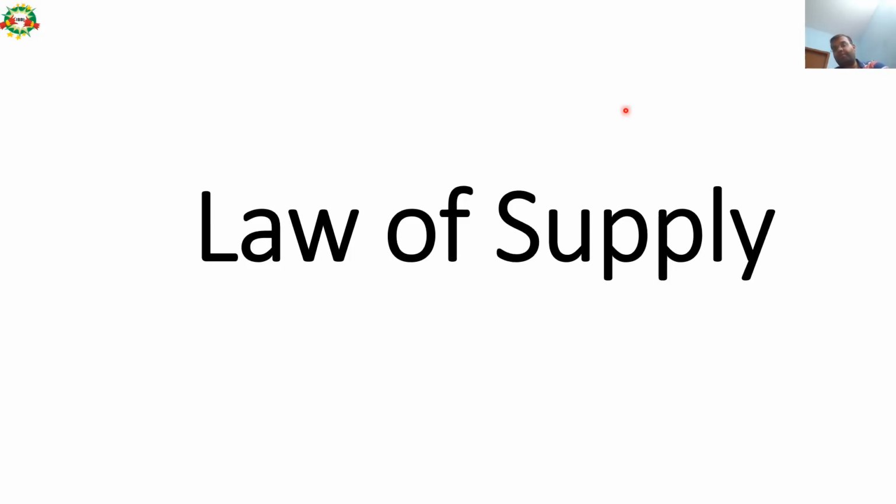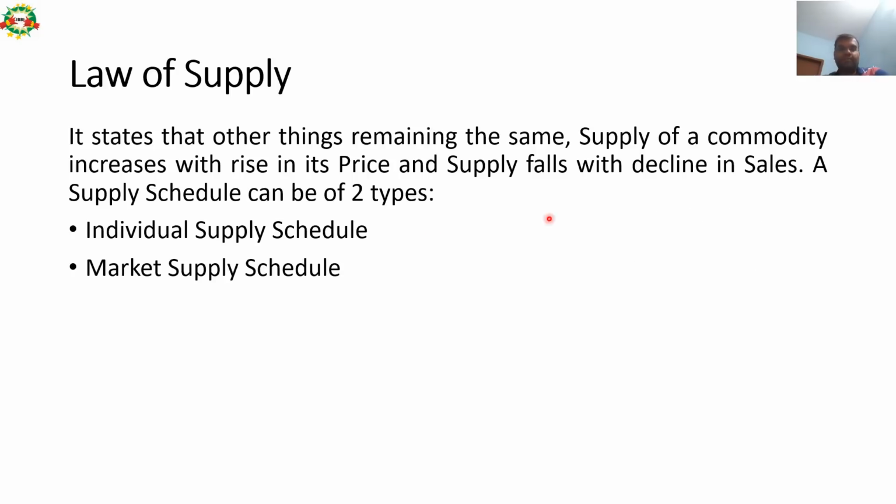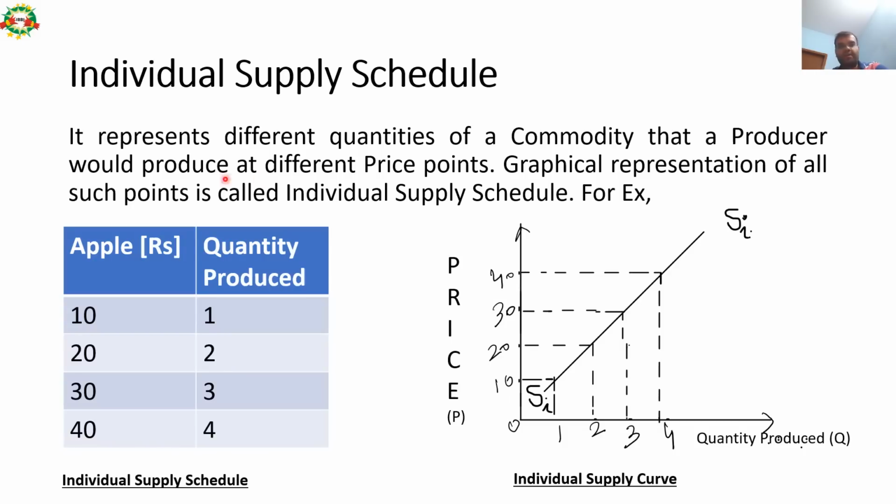Next and last topic for today's session is the law of supply. It states that, other things remaining the same, supply of a commodity increases with a rise in its price and supply falls with a decline in price. A supply schedule can again be of two types: individual supply schedule and market supply schedule, like the demand schedule. This is the individual supply schedule. It represents different quantities of a commodity that a producer would like to produce at different price points.